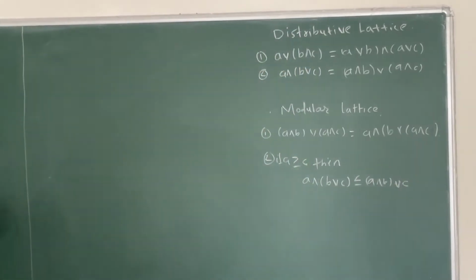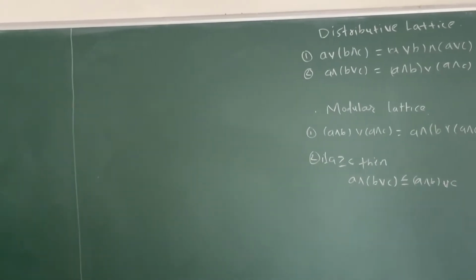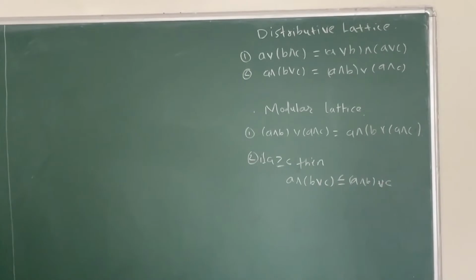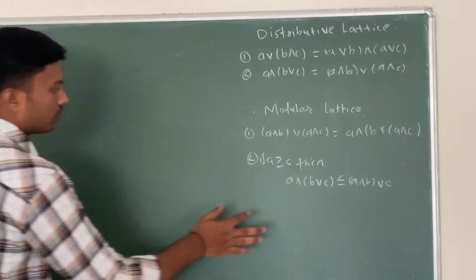These are equivalent statements for a distributive lattice: if one is satisfied, the other one is satisfied. Similarly, for modular lattice also we have two equivalent definitions.